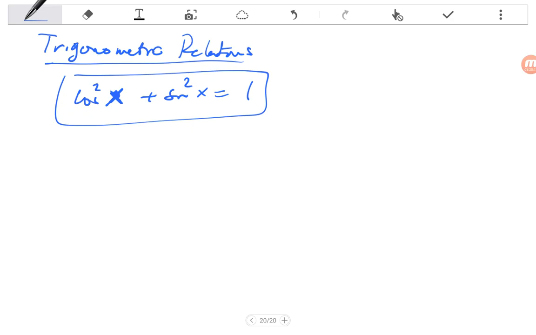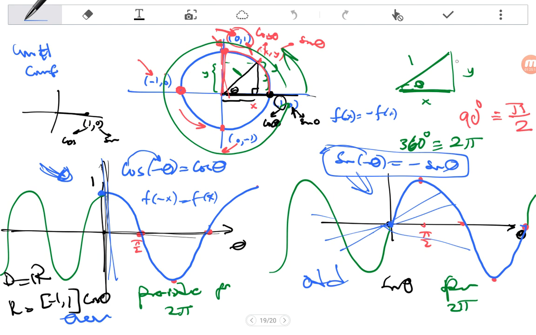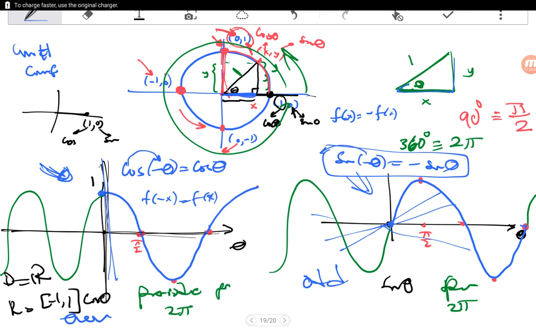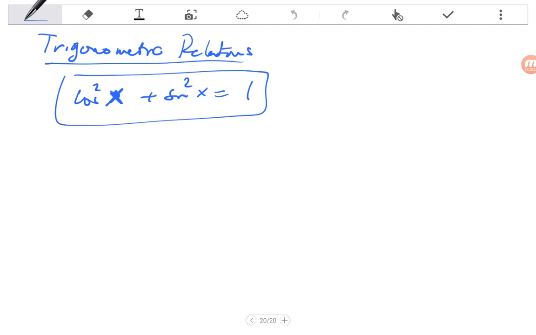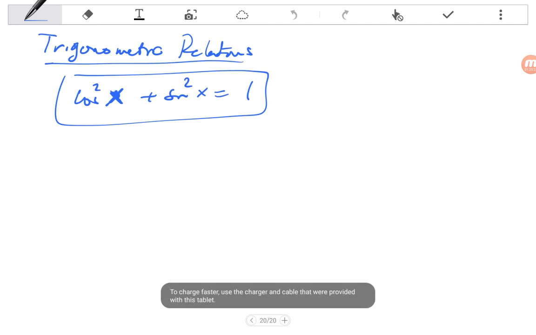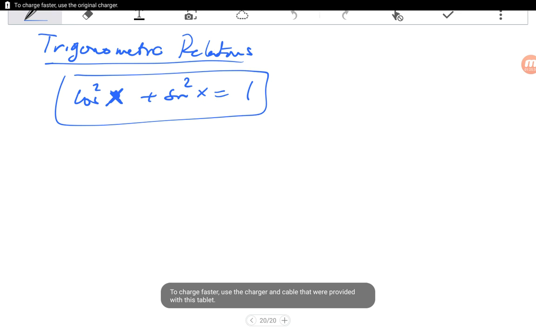Where does it come from? It just comes from that triangle. The cosine side squared plus the sine side squared is just equal to 1 squared. That is just an expression of that triangle. Cosine squared plus sine squared is equal to 1.